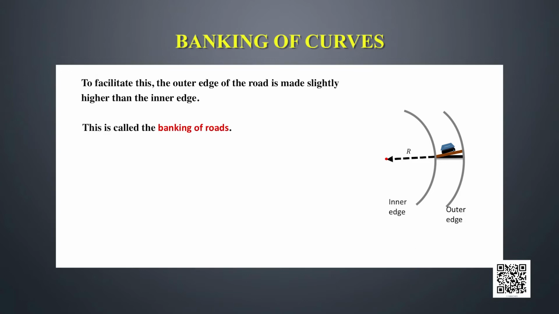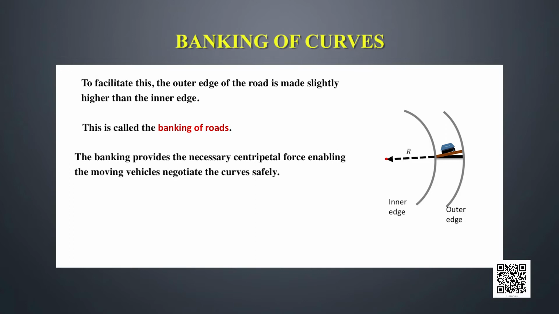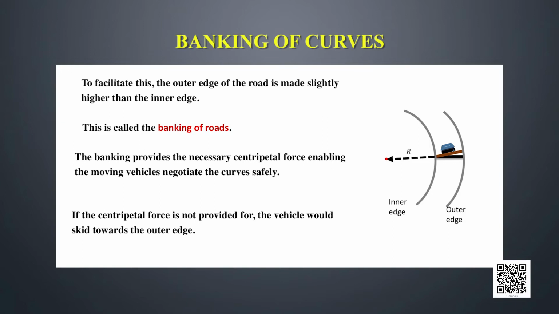This is called the banking of roads. This banking is essential on a circular track. It provides the necessary centripetal force. It enables the vehicles to negotiate the curves safely. If the centripetal force is not provided for, the vehicle would skid towards the outer edge and may overturn.